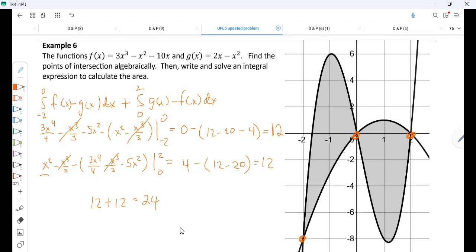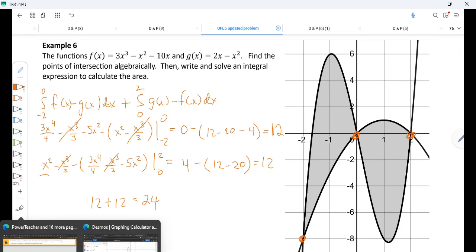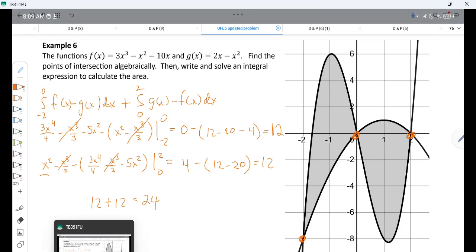And again, why we're doing what we're doing: when you're keeping your f of x over your g of x, you're doing absolute value. Splitting the f of x minus g of x, or changing the direction or the order of f of x minus g of x, you are doing the absolute value. So if I ask Desmos to integrate the absolute value, it will give me the correct answer. So let's take a look at that.